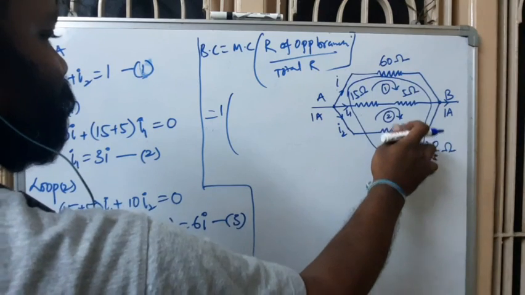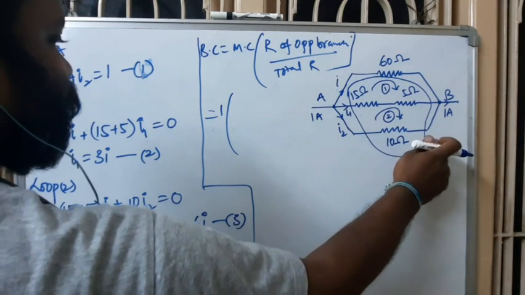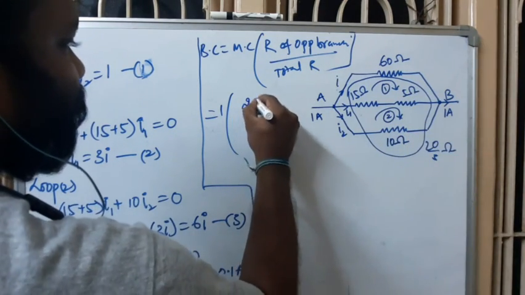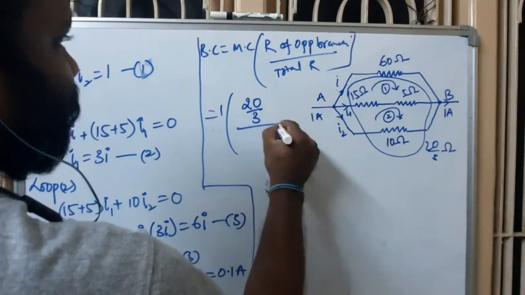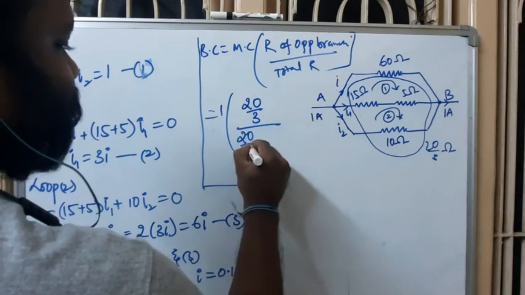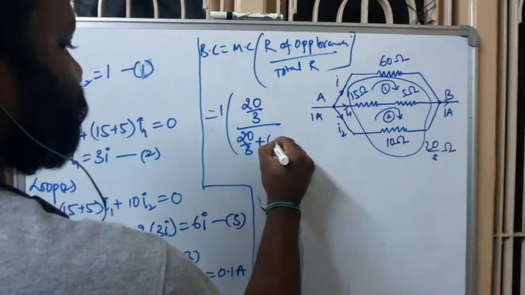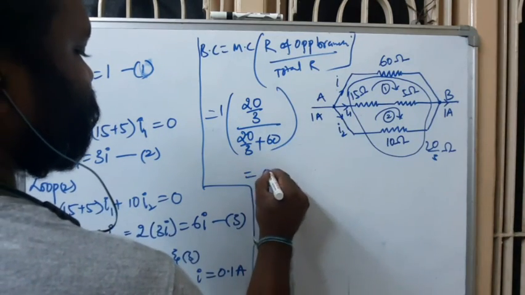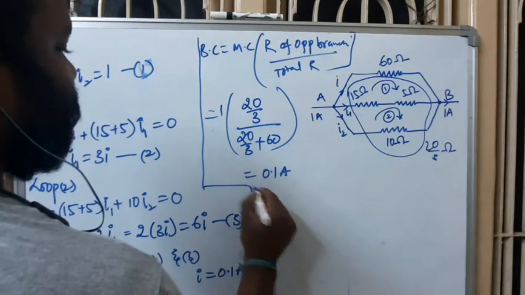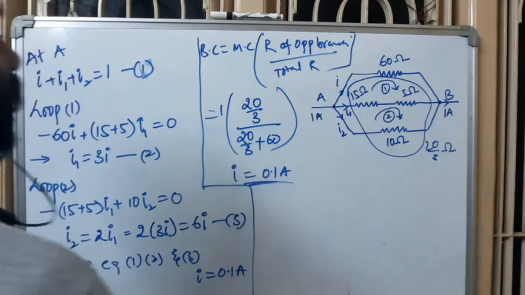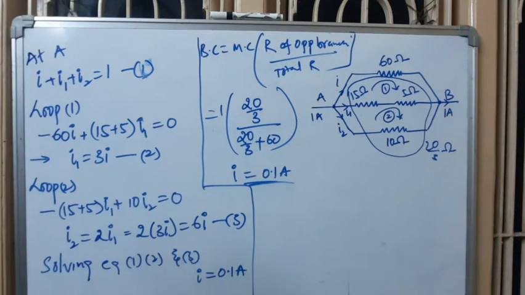1 by 20 plus 1 by 10, then it will be 20 by 3 ohms. So that will be 20 by 3 by total resistance, 20 by 3 plus here it is 60. If you solve this, then also you will get 0.1 ampere. So in this way also you can complete this. The second part is the shortcut trick. You can use that. Thank you.